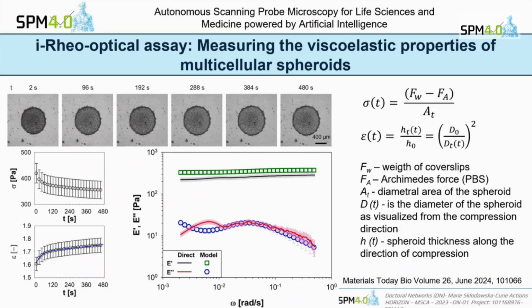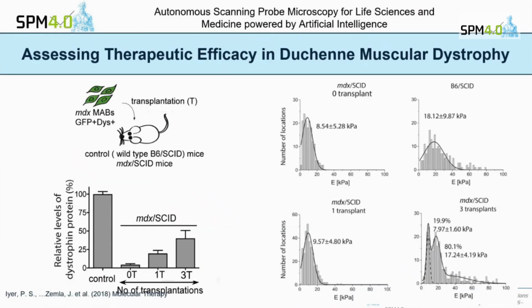So by observing how the shape of the spheroid's cross-section changes in time, using these quite easy equations, we can see the evolution of strain and stress in time, and from that we get storage and loss modulus. And here we can see that the data we get are in good agreement. So for direct measurement we have lines, and the points are modeled. So there is a good agreement in between.